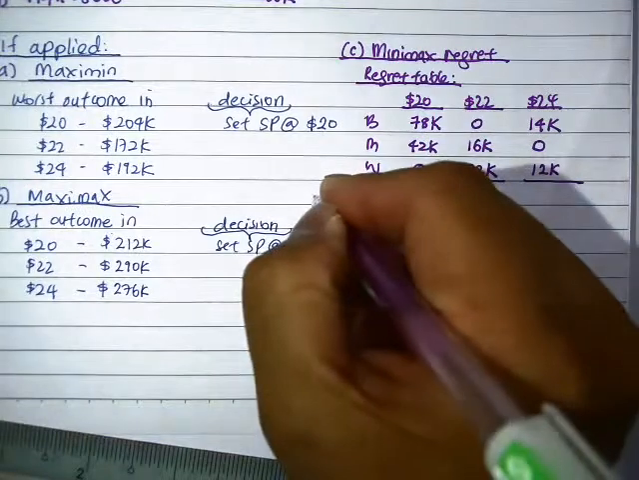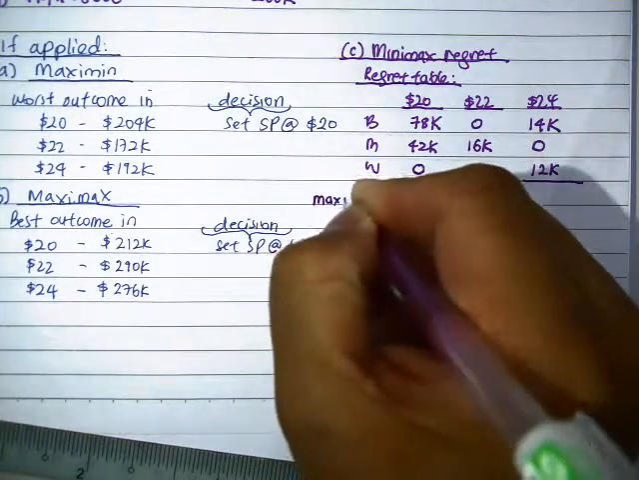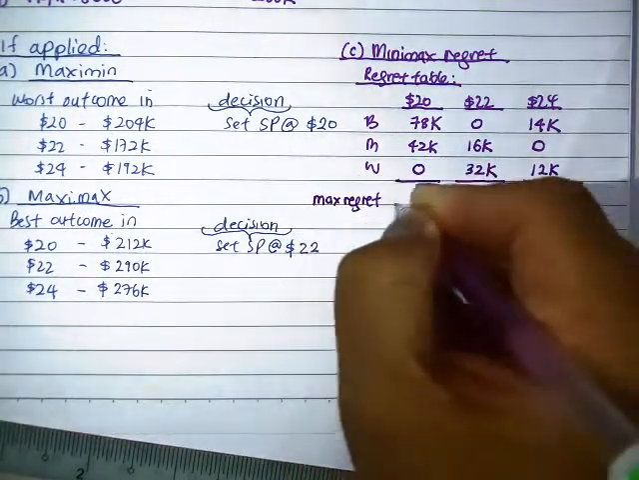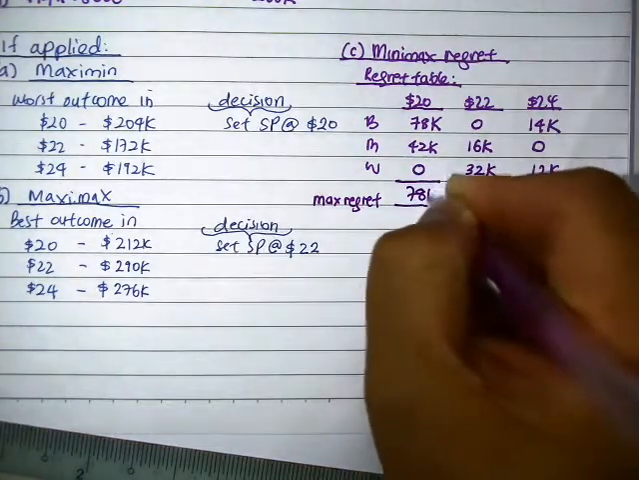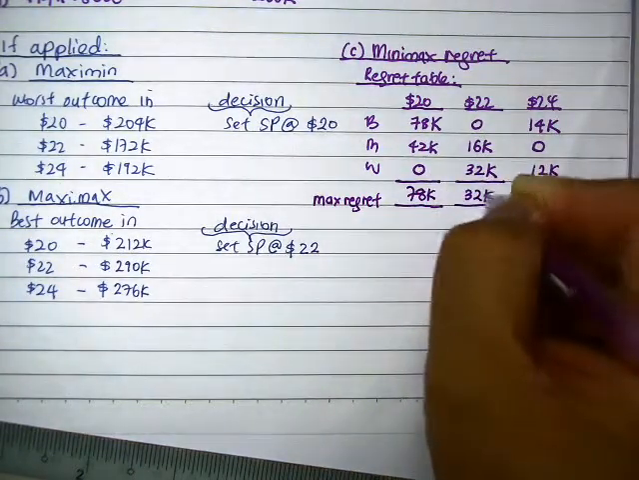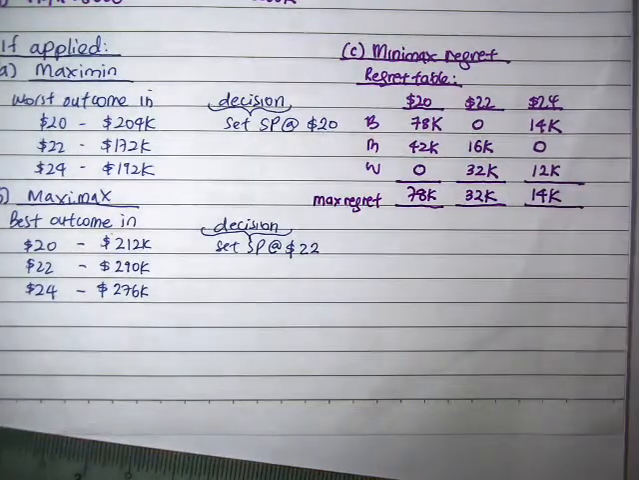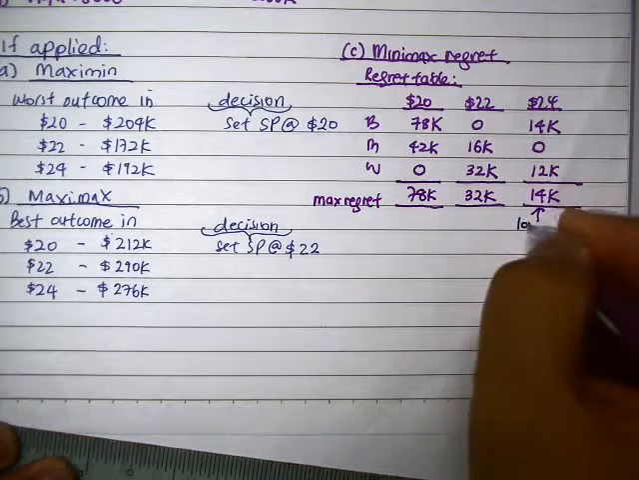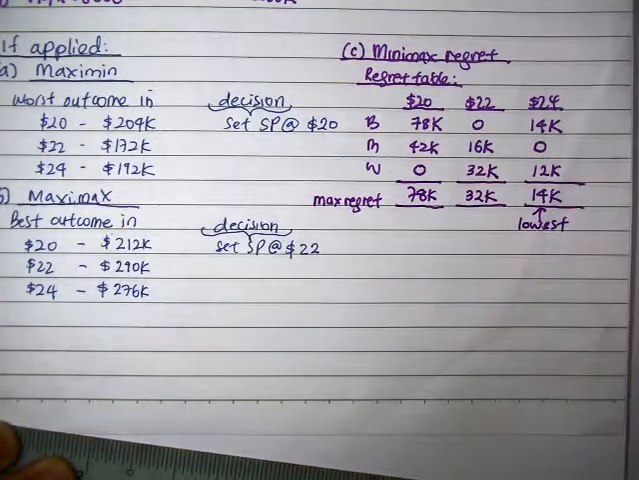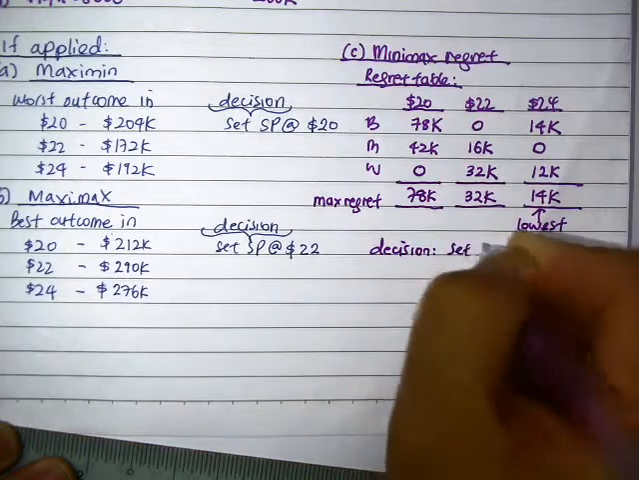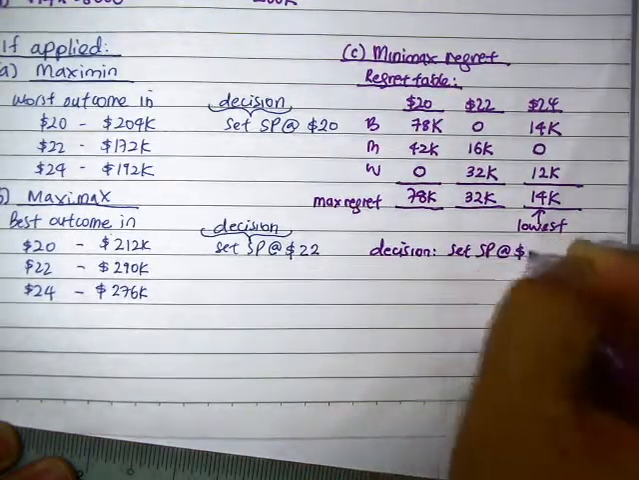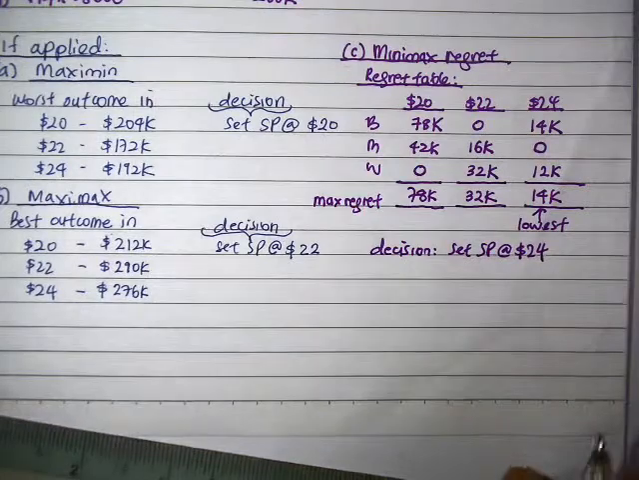Now, we don't want regret. That's why first ask ourselves, of all the three, how much is the maximum regret each one can give you? And then you go for the lowest. So the lowest is here. So your decision is you set selling price at 24.